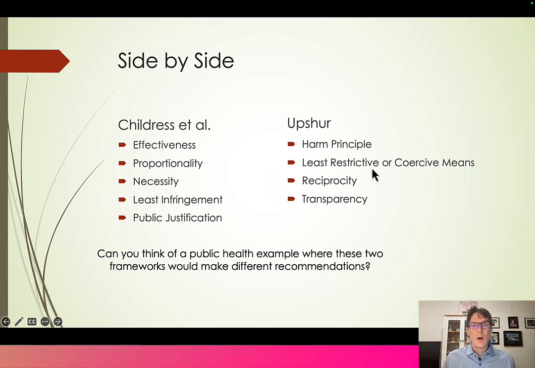Also notice that reciprocity is present in Upshur's framework and not in the Childress framework. And the overall takeaway you can get from this is that Upshur is really emphasizing individual freedom and making sure that public health doesn't unjustifiably restrict freedom. Childress and colleagues identify that as an important concern, but it's less central to them.